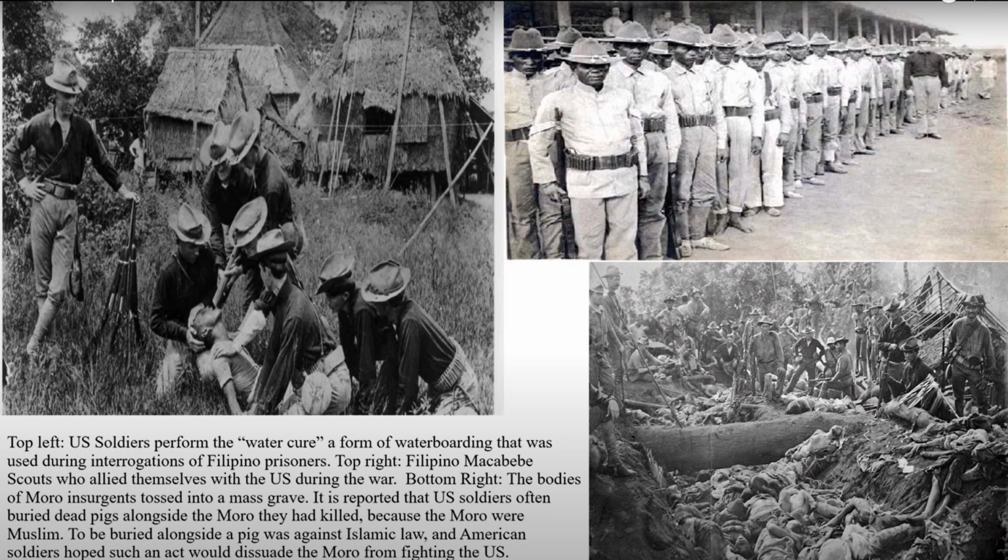And by burying pigs with the bodies of the dead, they were essentially desecrating the bodies of the Muslim Moro insurgents. And this was done to intimidate the Moros and to compel them into surrendering. And then the image at the top right of this slide is of Macabebe Scouts, as they're called, and they were a Filipino faction that was aligned with the United States.